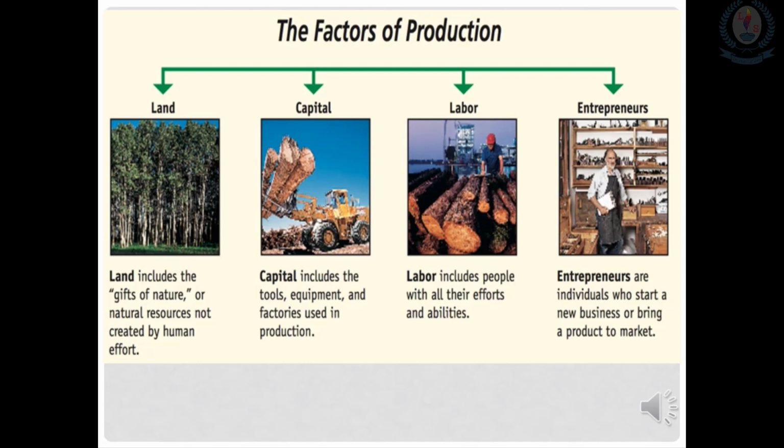In this picture, you can see the factors of production divided into 4 categories. What are they? They are land, capital, labor and entrepreneurs. How do you define land? Land includes natural resources. It means land is a natural resource. It is not created by human effort.